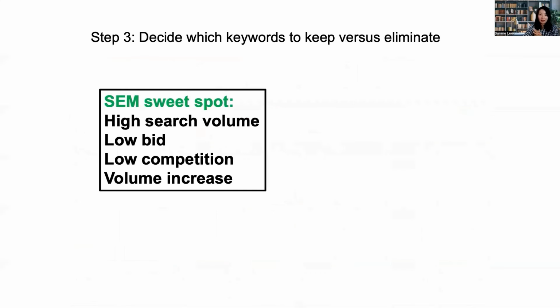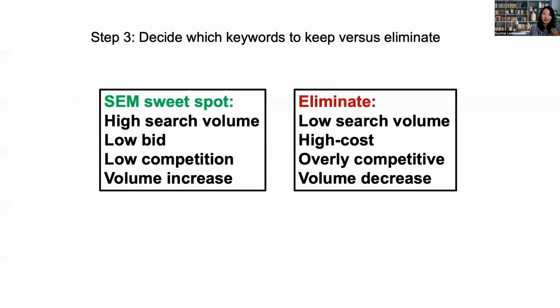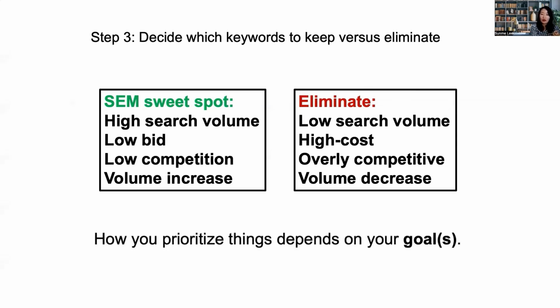So again, the SEM sweet spot: high search volume, low bid, low competition, and you also want keywords whose volume has increased over 3 months and also a year ago. But you can also eliminate the opposite: low search volume, high cost, overly competitive. If a keyword matches all of them, let's get rid of it. It doesn't make sense to keep that keyword. If it matches 3, probably you can get rid of it. If it matches 2, you can think about it, but it all depends on how you prioritize your business goals and specific situation.